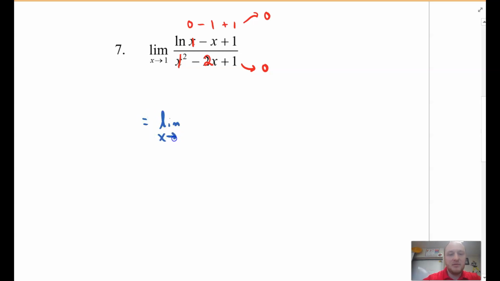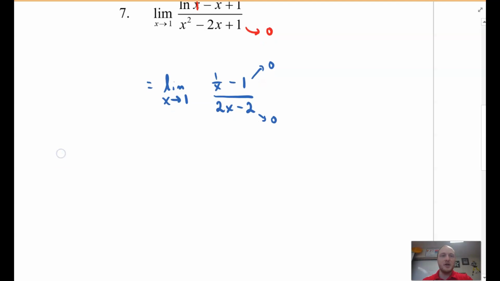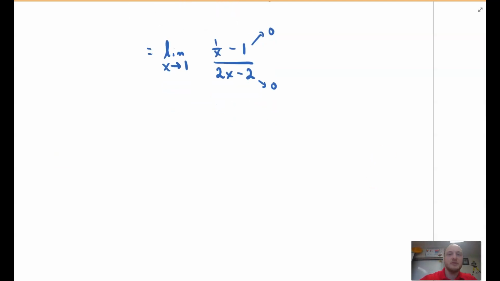So what we can do is take the derivative. Limit as x approaches 1. Derivative of natural log of x is 1 over x. Derivative of x is 1. And down here we get 2x minus 2. Now we'll plug this in. If I plug in 1, we get 1 minus 1, that's 0. And then down here, I plug in 1, that's 2 minus 2, that's 0. Okay, shoot.